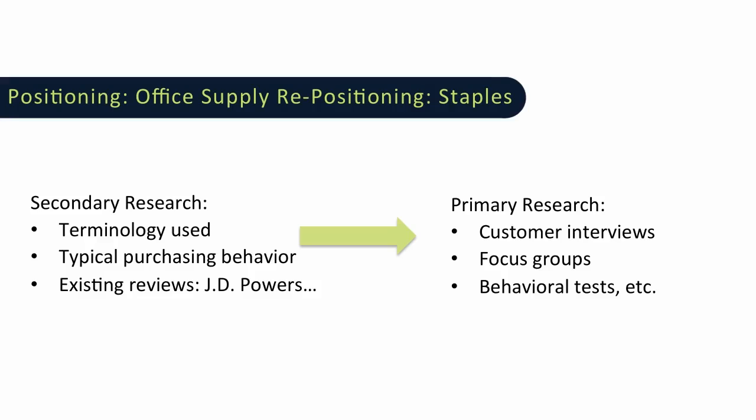To find the criteria consumers use to evaluate products and services, we generally start by conducting secondary research to find the terminology consumers use, as well as their typical purchasing behavior. We often look at existing reviews, such as those done by J.D. Powers, Consumer Reports, and online evaluation websites, to find what people are looking for when they buy certain products and services. Typically, we'd also conduct primary research using customer interviews, focus groups, behavioral tests, and other means to learn firsthand how people evaluate products and services.